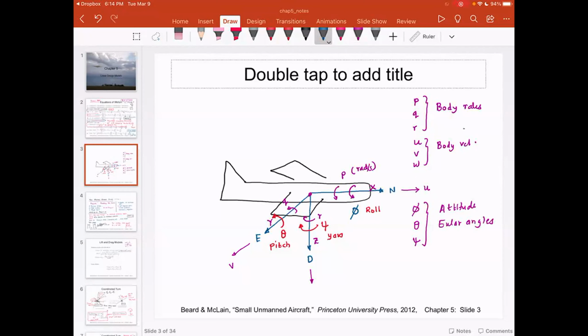And last but not least, we have the position vectors Pn, Pe, and Pd. Pd is also called height, because if you think about it, if this is your ground, then this is Pd, which is nothing but equal to h. Okay, any questions at this point? So these are the different parameters.